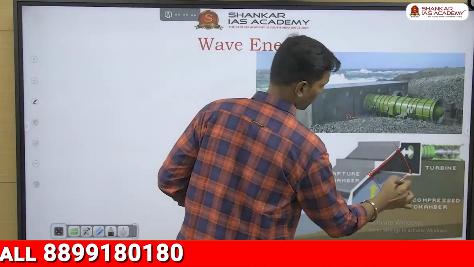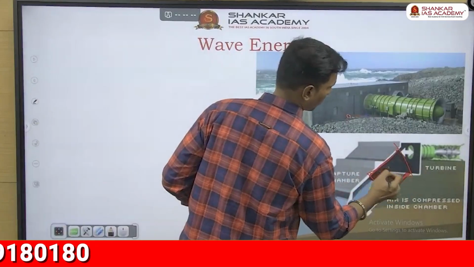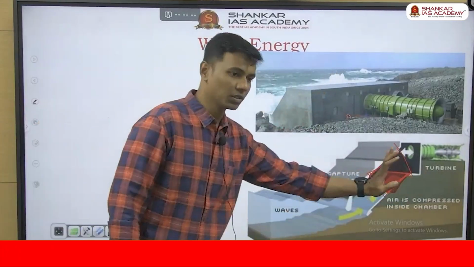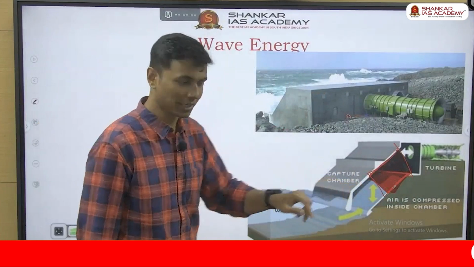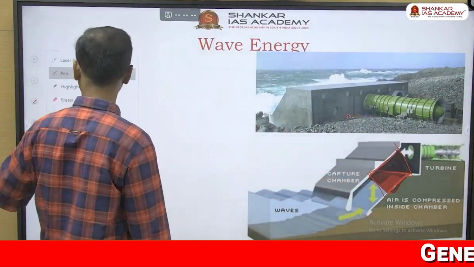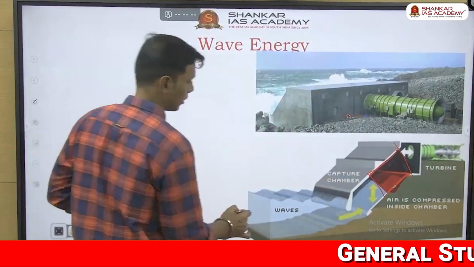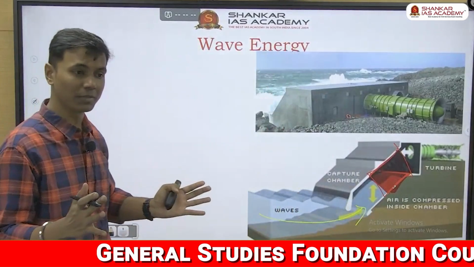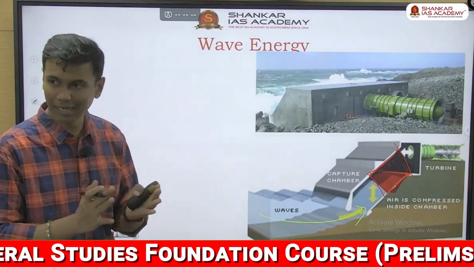This portion is filled with air. Now, water gushes through this. Wave is horizontal movement, correct? So when the waves are moving, the waves are gushing inside. What will happen to the air column? Will it get compressed or expanded? Compressed. The air gets compressed.